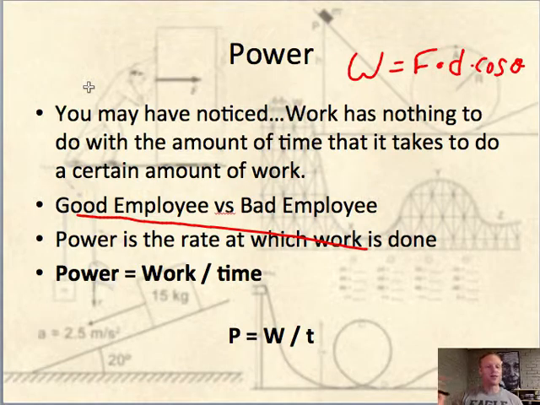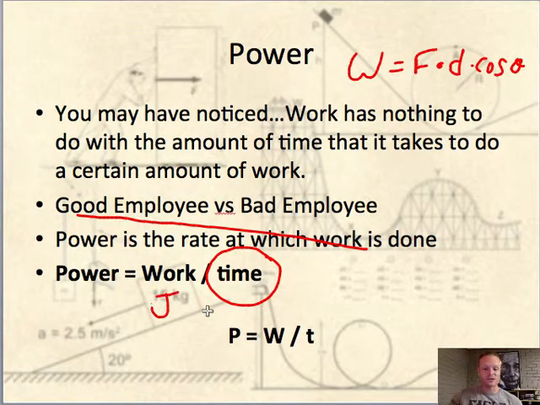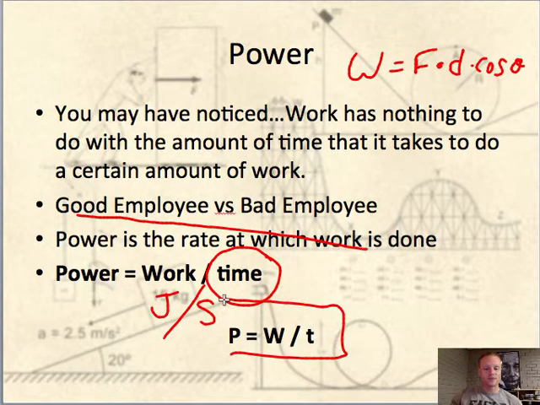Now, if we asked who exerted more power, or who had more power, the employee that took 2 hours to move the bricks or the employee that took 3 days to move the bricks, well, clearly the one that only took 2 hours would have had more power. And the reason why is because now power looks at time. Time is in the equation. So it's work, which remember is in joules, divided by time, which is going to be measured in seconds. So it's joules per second. So the formula for power is work divided by time.